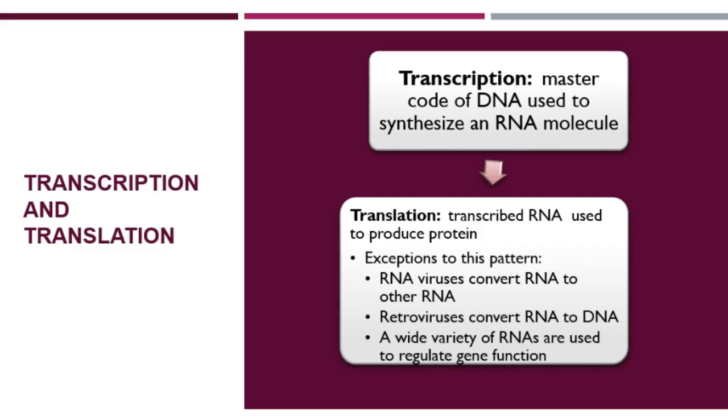So transcription is what happens first in this process, and transcription is where the master code or set of instructions that's contained within the DNA is used to make an RNA molecule, and this is generally messenger RNA. And then that messenger RNA is translated by the ribosomes and used to produce proteins.